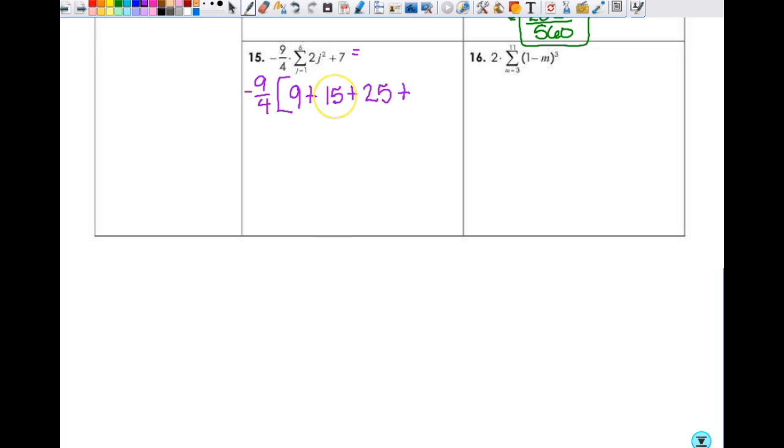So that was 1, 2, 3. Now I do 4: 4 squared is 16, times 2 is 32, plus 7 is 39. Then 5: 5 squared is 25, times 2 is 50, plus 7 is 57. And then 6 squared is 36, times 2 is 72, plus 7 is 79. Right now in your calculator, you can put all that in together. You just have to find the sum first and then multiply it by negative 9/4. You can type all that in your calculator just like it is.